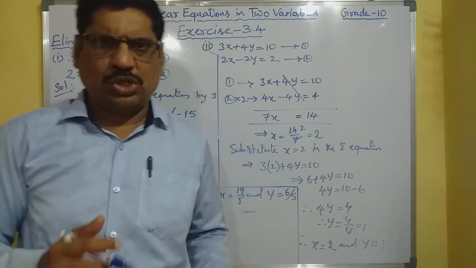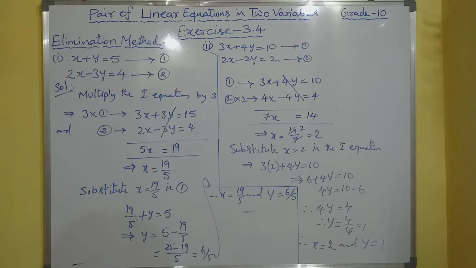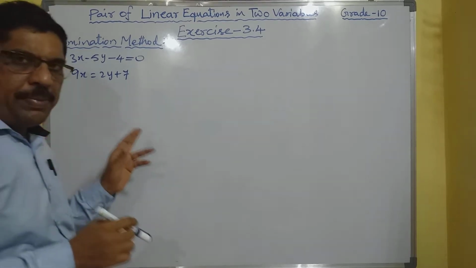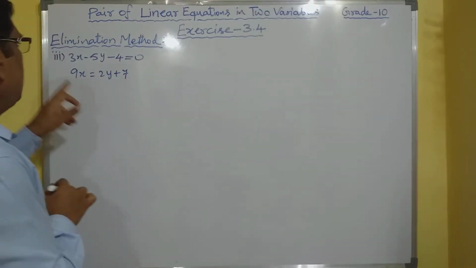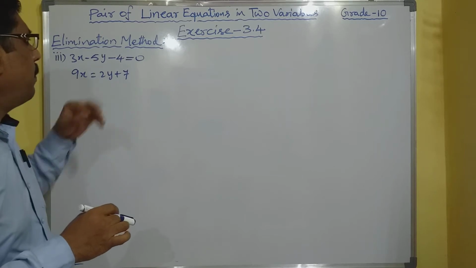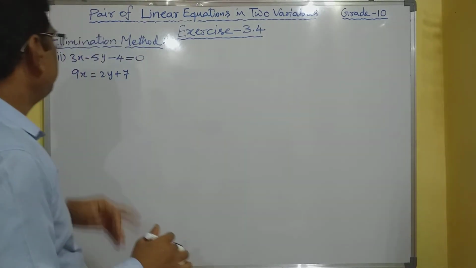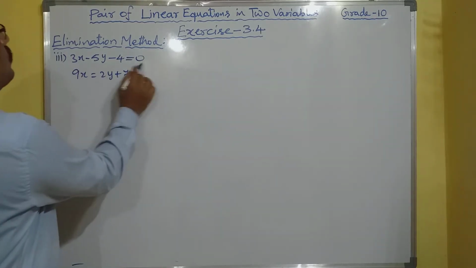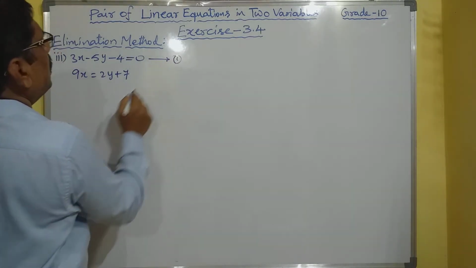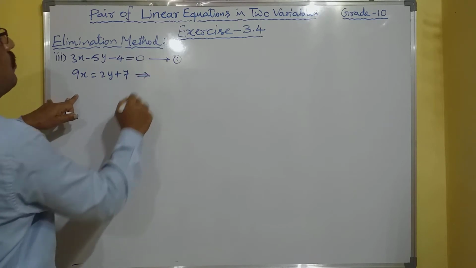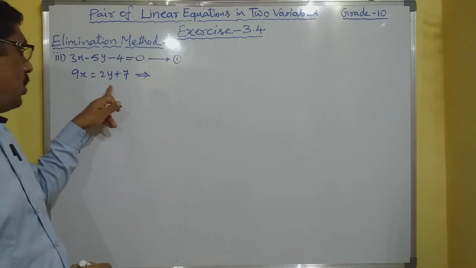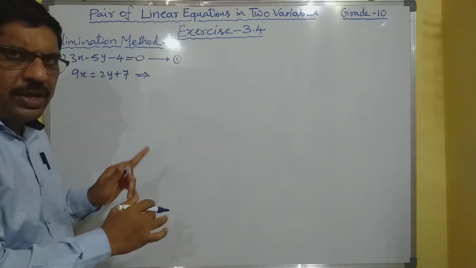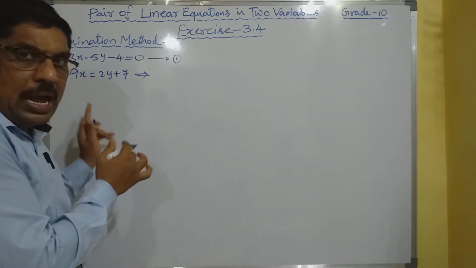Okay, let us solve the next problem. Now look at the third problem. The given pair of linear equations is 3x minus 5y minus 4 is equal to 0, and 9x is equal to 2y plus 7. Let us take the first one as the first equation. But in the second equation, all the terms are not on one side. So let us take all the terms to the LHS.